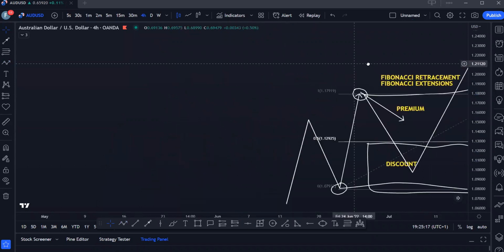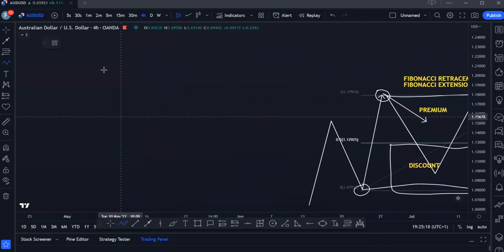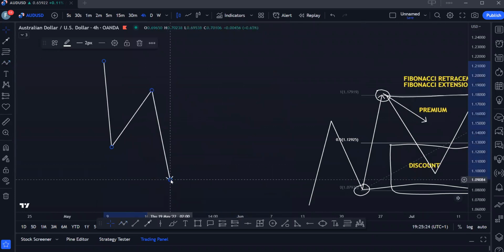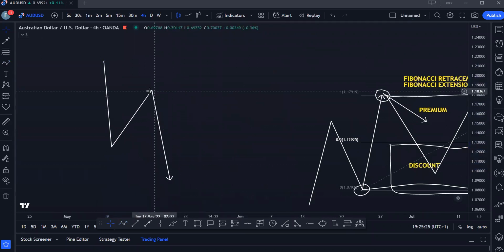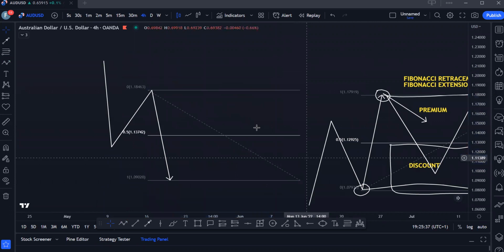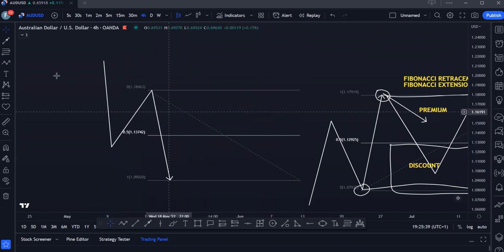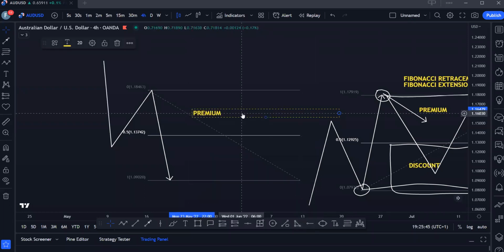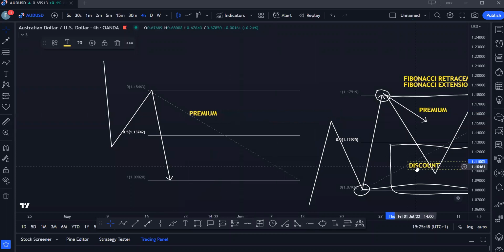Now, when it comes to a sell scenario, this is a bearish market. In a bearish market, we want to measure from lower high to lower low. You take your Fibonacci, you measure from top right here to bottom. Now, in this case, the premium is this zone. This is premium. Okay, and this is discount.